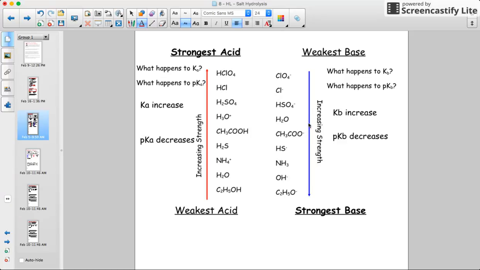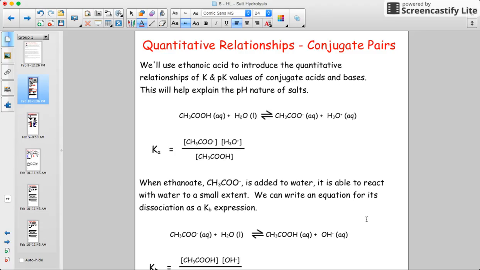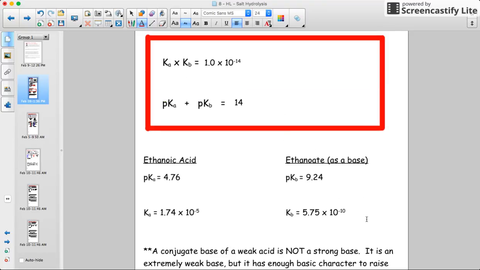As a base becomes stronger, the weaker its conjugate acid will be. So weak bases have conjugates that have some acidic character to them. And that's what we saw with this relationship here anyways. If the pKa here drops, then this pKb has to be higher. So the stronger the acid, the weaker the conjugate base, and vice versa.